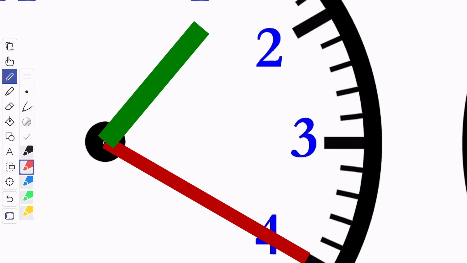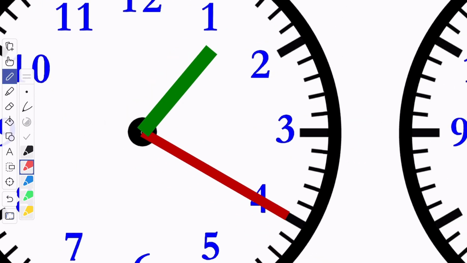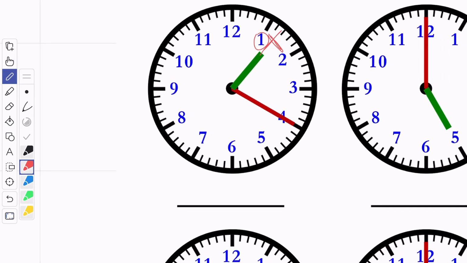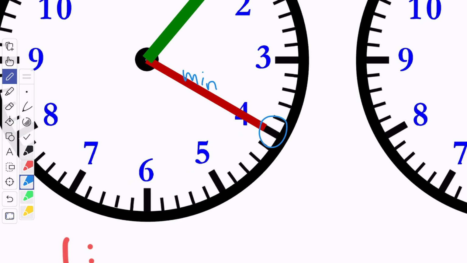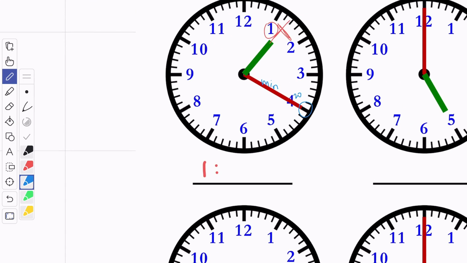So our hour hand, it falls right here, and that is where? That is in the 1 category. This is all 1. So our hour is at 1. And then our minute, whoops, let's change the color. Our minute, the red line, it's at 4. And 4 times 5 signifies 20. So the time is 1:20.